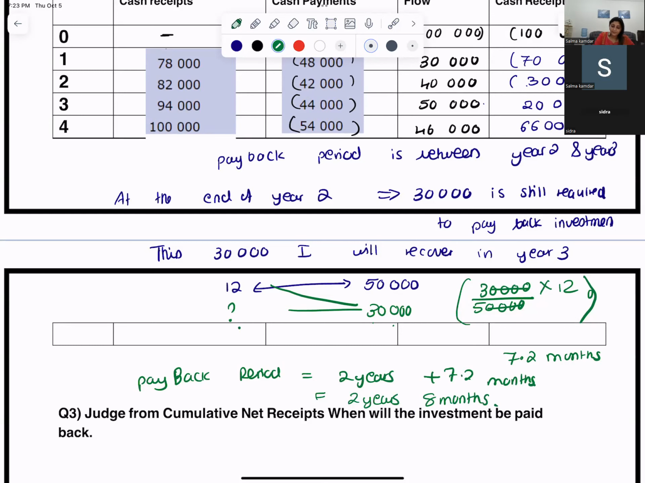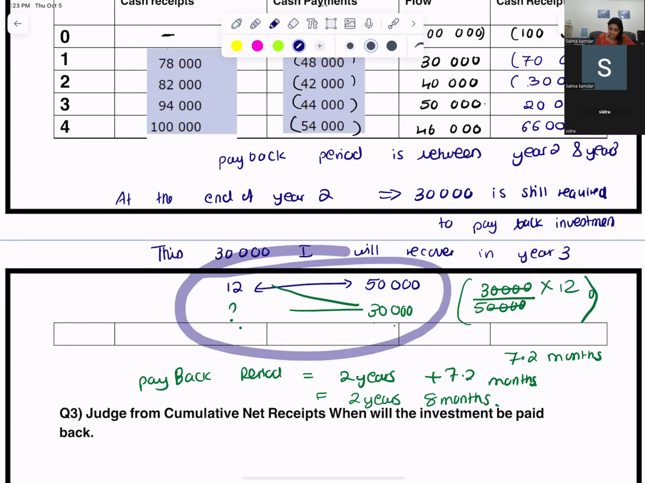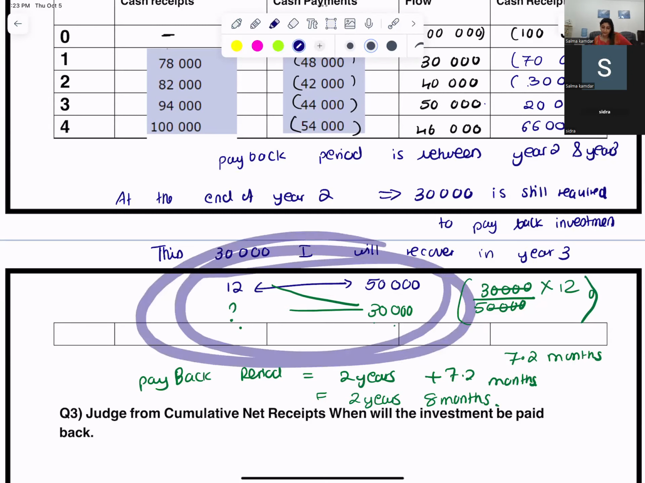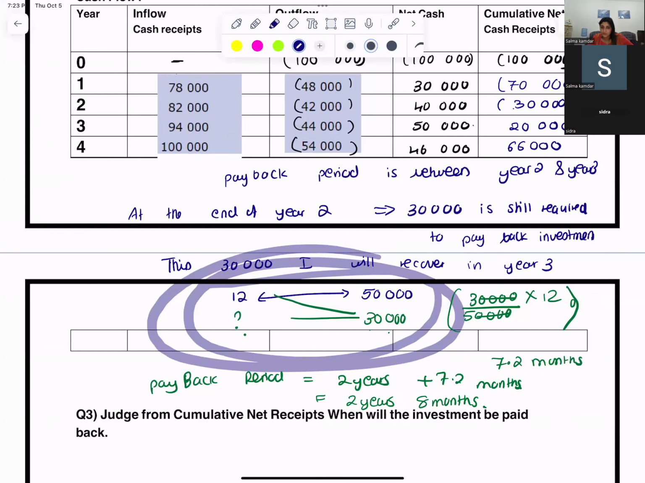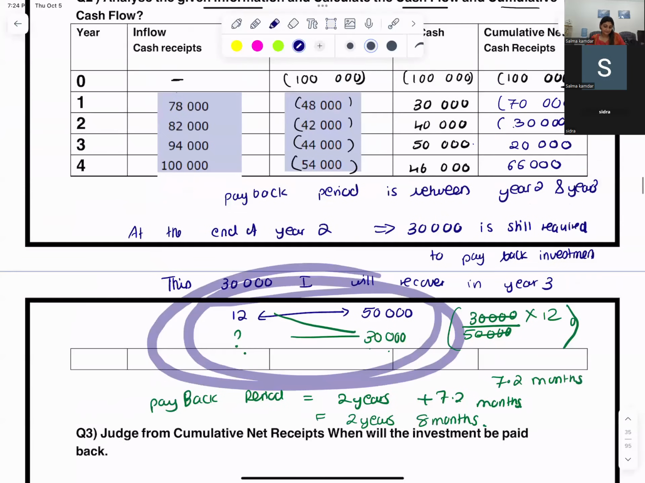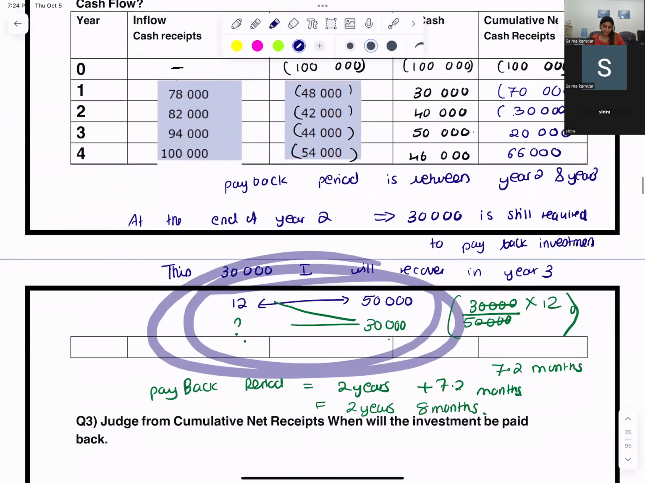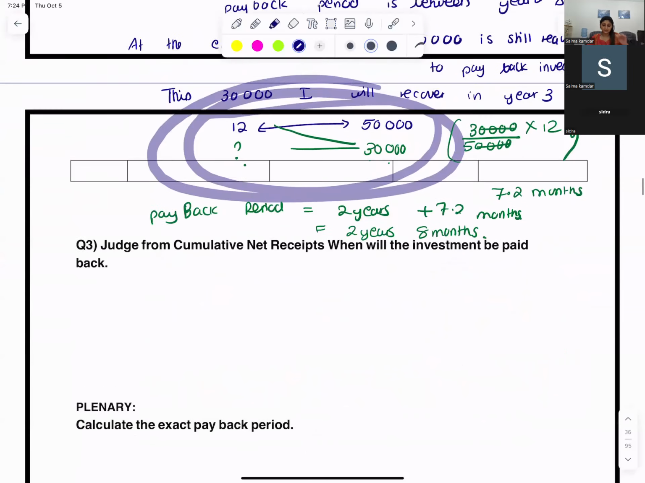What is very important is that you understand this part. I hope you've written it. If you want, I will pause it and you can write it. Your investment will be paid back when? 2 years and 8 months.